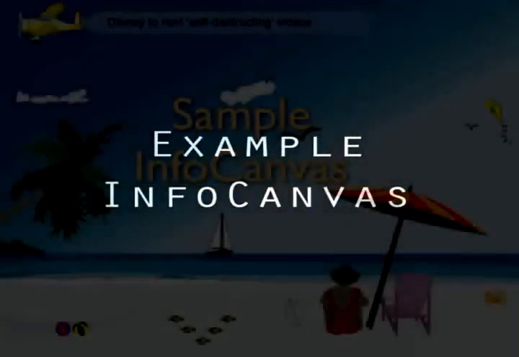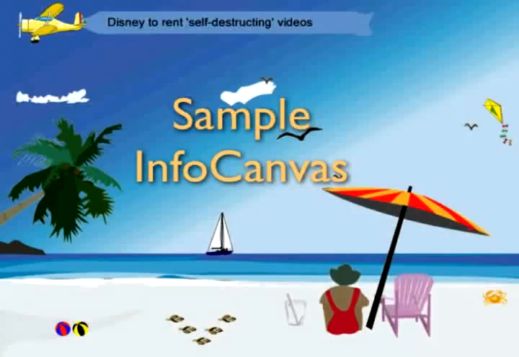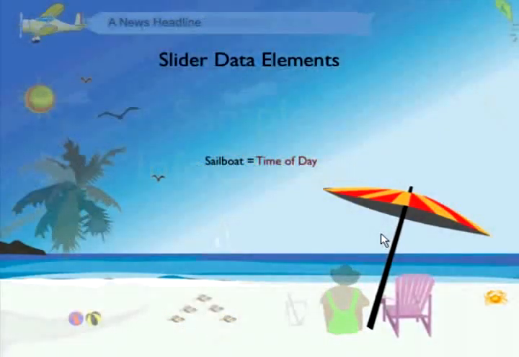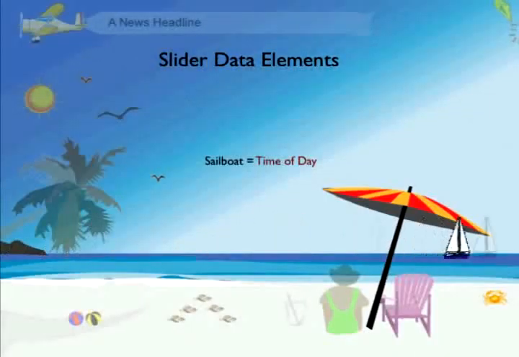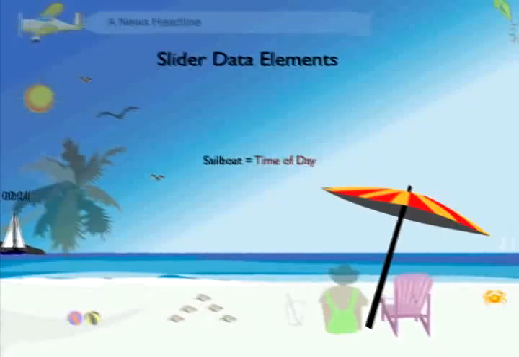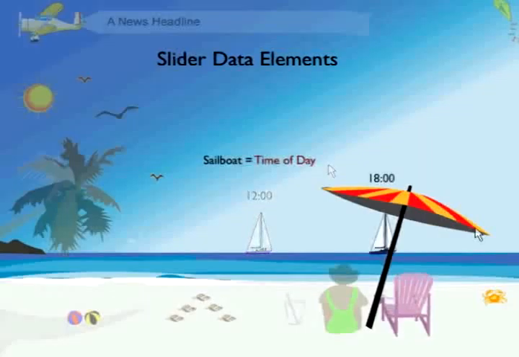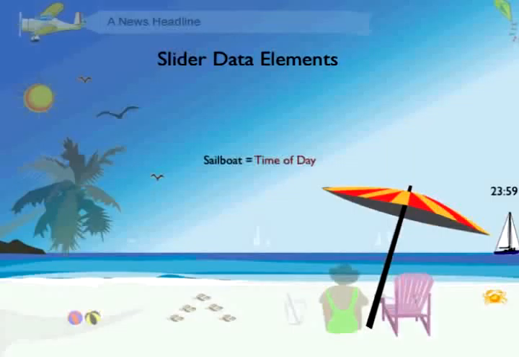Here's an example InfoCanvas, one showing a tropical beach scene. Objects that represent information can change via a small set of fundamental transformations. First, an object can be a slider. That is, the object moves along a straight line, where each position of the object represents a data value. Here, the sailboat's position encodes the time of day, moving from midnight at the left edge to noon in the center to midnight again at the right edge.